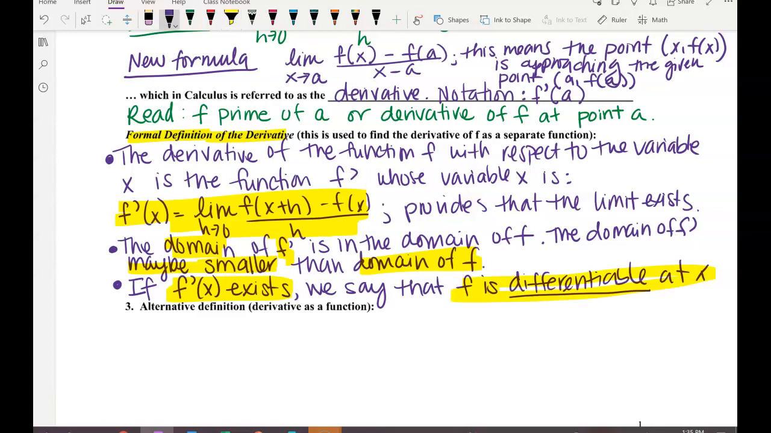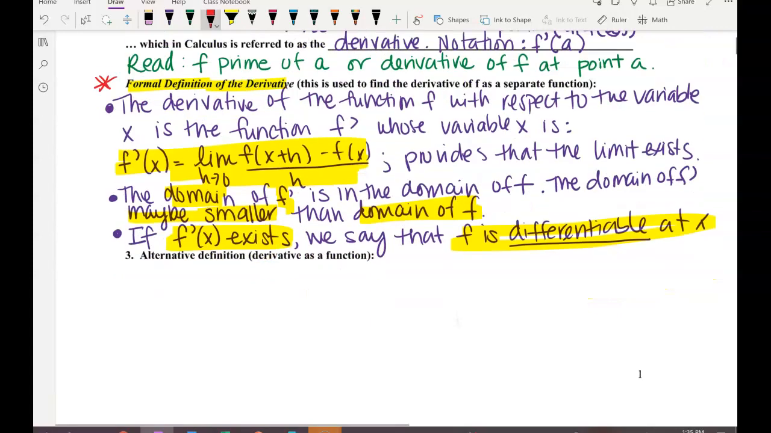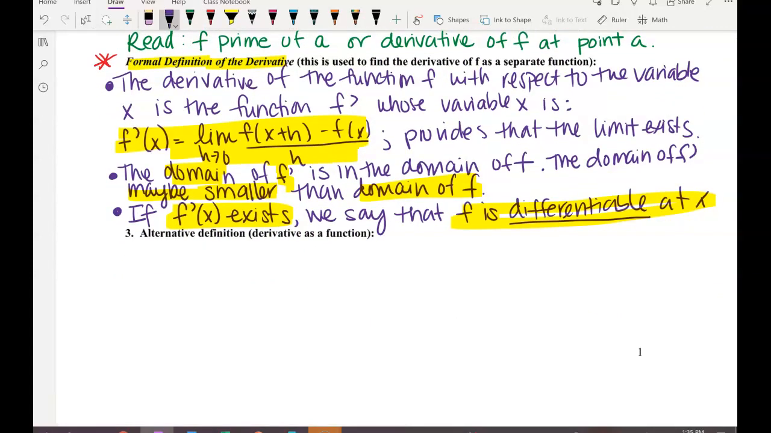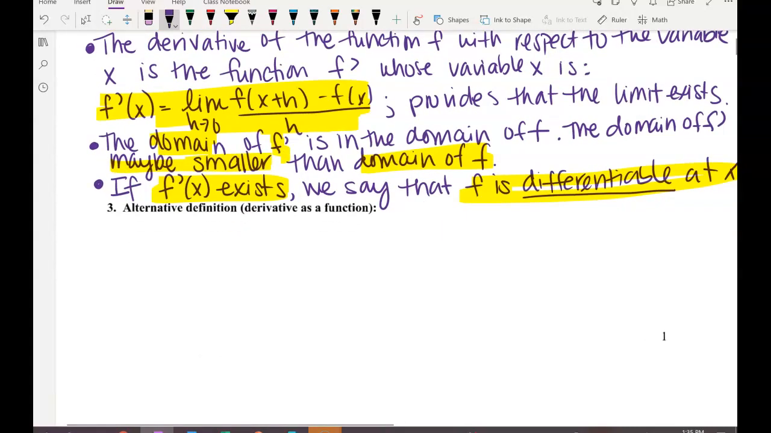Another definition for derivative. This is a second definition or an alternative definition. The formal definition you must know. There's no ifs, ands, or buts about it, okay? Now, sometimes it is easier to use this alternative definition here. And in your book, it will state use the other definition of derivative or use the formal one. So make sure you read those directions very carefully. All right, so the second definition of derivative.